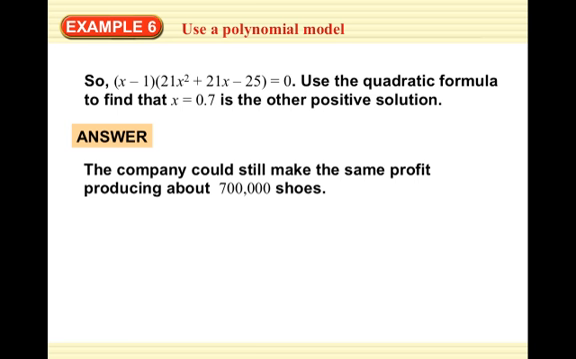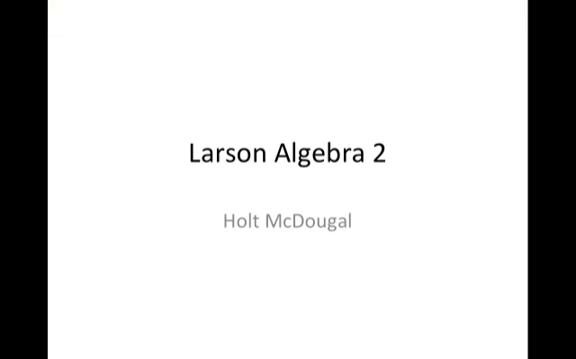They can't destroy a bunch of tennis shoes and make profit, okay? You just can't do that. So x equals 0.7 is the other positive solution. And so the company can still make the same profit, producing about 0.7 million, which is 700,000 shoes. So they've got an option. They could do that. Okay, guys, that's it for your examples.